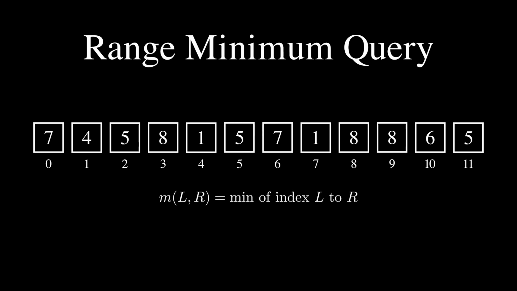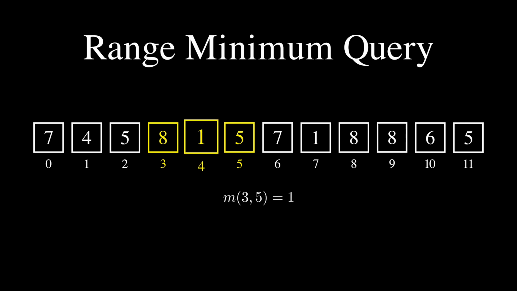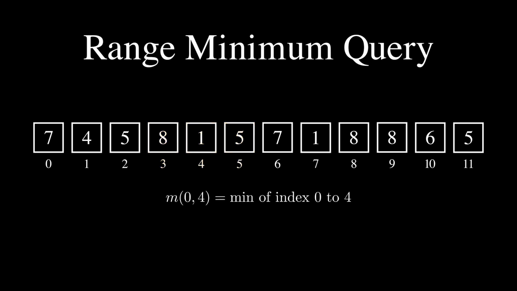The RMQ problem is very straightforward. There's an array of size n and we get many queries on this array. Each query is asking us to find the minimum value between the lth and the rth element. For instance, m(3, 5) is equal to the min of 8, 1 and 5, which is 1. m(0, 4) is the min of 7, 4, 5, 8, 1, which is also 1.